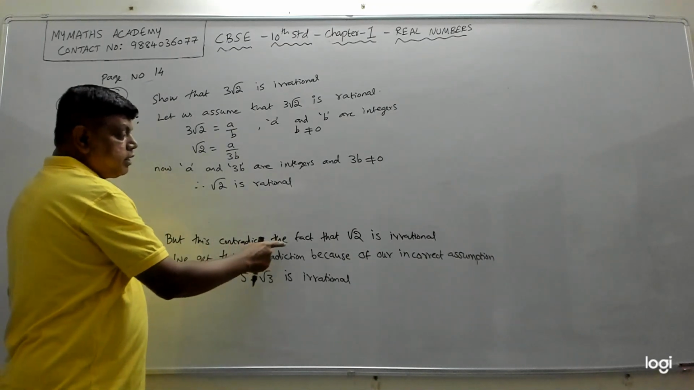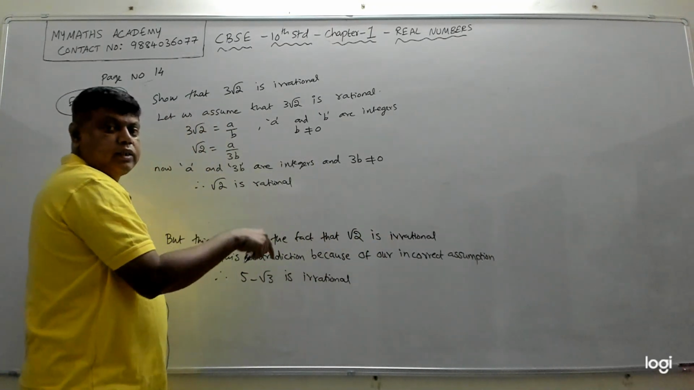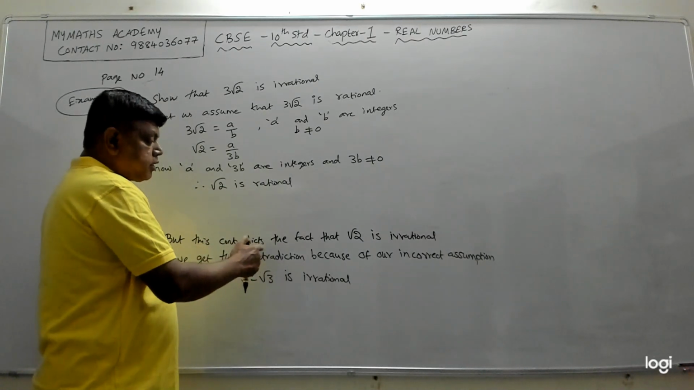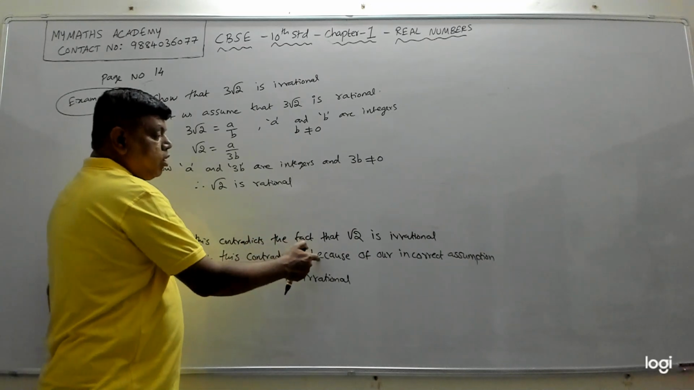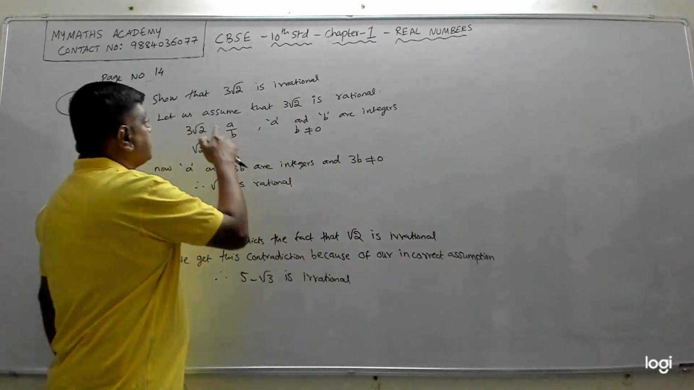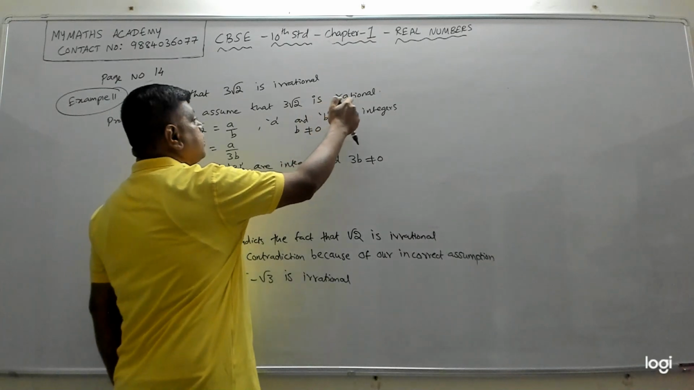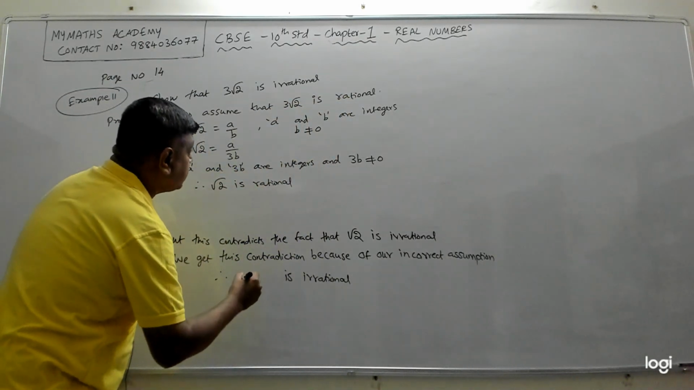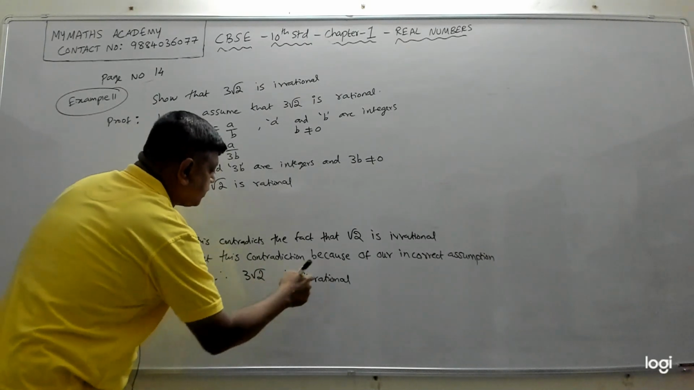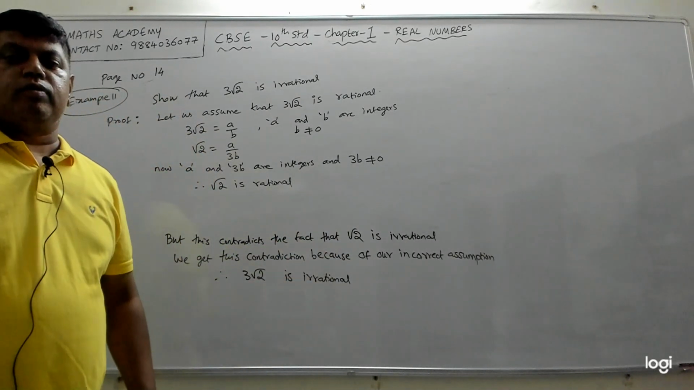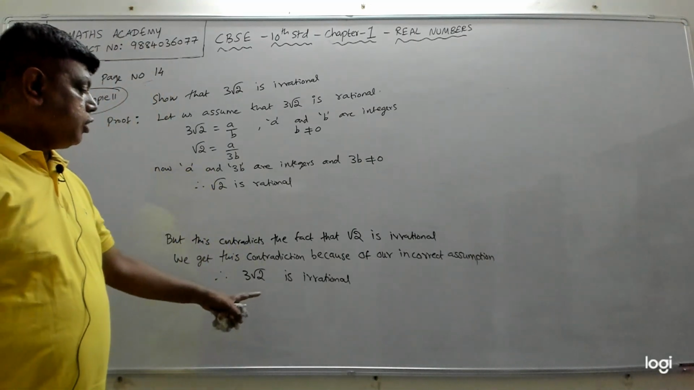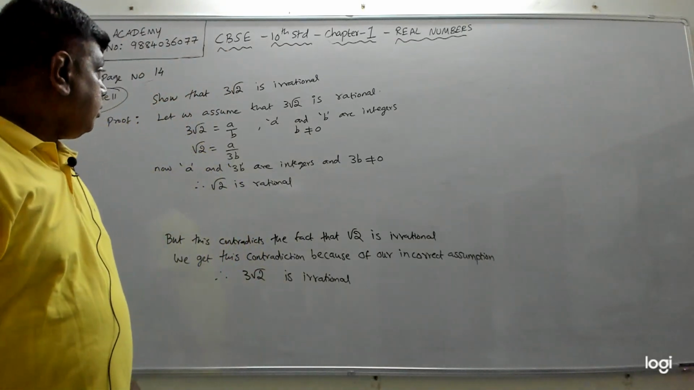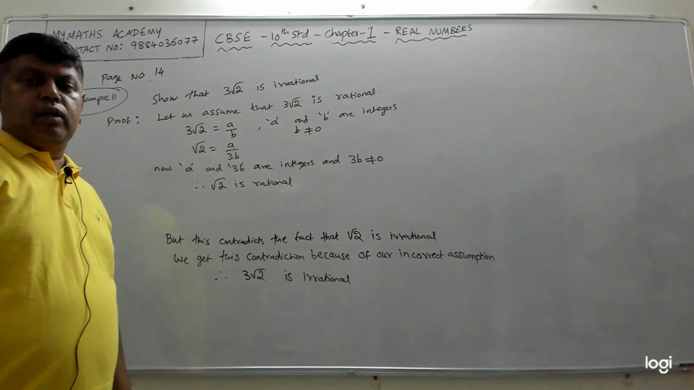But this contradicts the fact that root 2 is irrational. Root 2 is an irrational number, but here we are getting root 2 as rational. Why do we get this contradiction? Because of our incorrect assumption. Our assumption is that 3 root 2 is rational. So this is incorrect. Therefore, we write 3 root 2 is irrational. So this is how we prove that 3 root 2 is an irrational number.